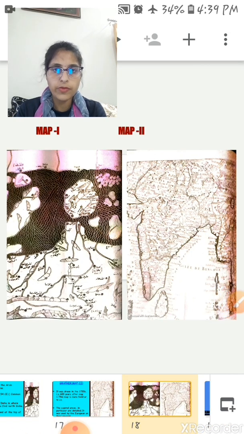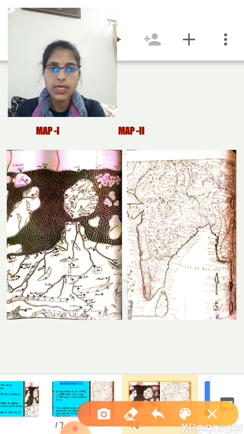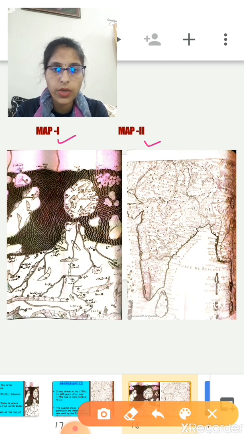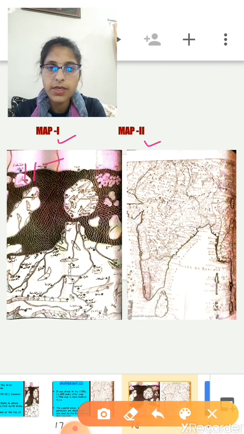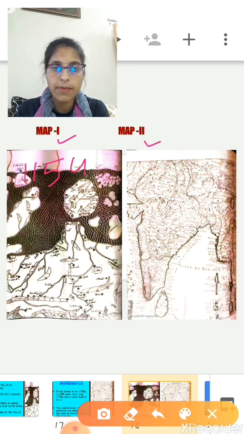Okay, let's differentiate between these two maps. This is map first and this one is map second. Map first and map second represent two different times. Map first was made in 1154 CE by Al-Idrisi, an Arab geographer. This section is a detail of the Indian subcontinent from his larger map of the world.